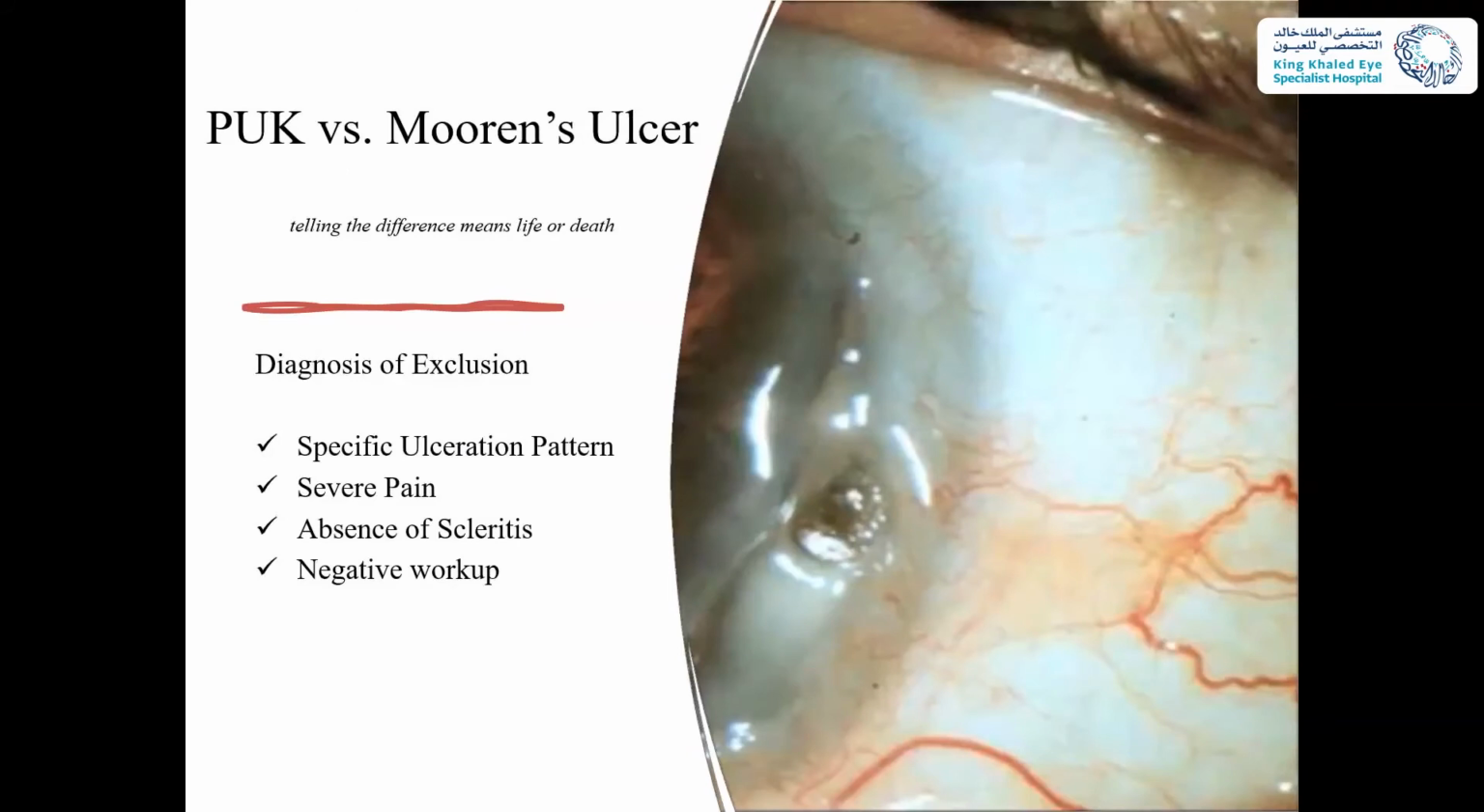Those patients with Mooren's ulcer usually have intractable pain that is out of proportion to the clinical picture, and they have strictly absent scleritis. And all of them, their workup is negative. There is no place for Mooren's ulcer in patients with high ESR or C-reactive protein or any of the inflammatory markers. So these markers have to be negative prior to labeling patients as Mooren's ulcer. Those who were labeled as Mooren's ulcer have a relatively good systemic prognosis.